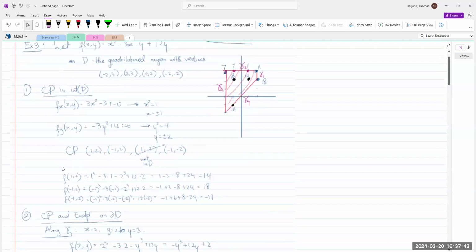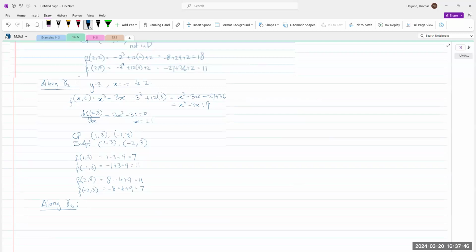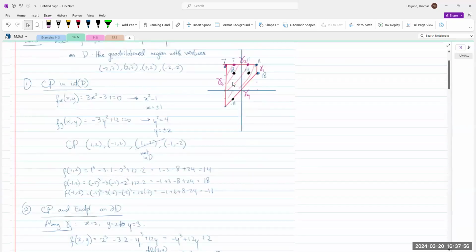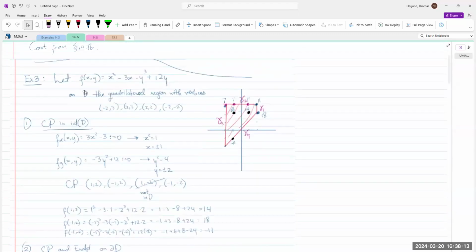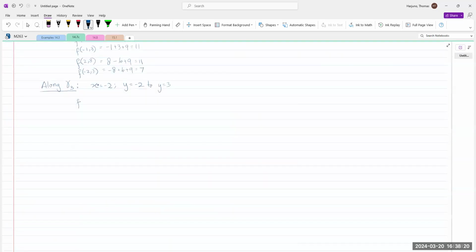Gamma 3, we have x equals negative 2, and y is from negative 2 up to 3. So what is the function again? I'm sorry, I need to keep on scrolling up and down. Let me copy that. So f(x,y) equals x cubed minus 3x minus y cubed plus 12y. Am I copying it right?